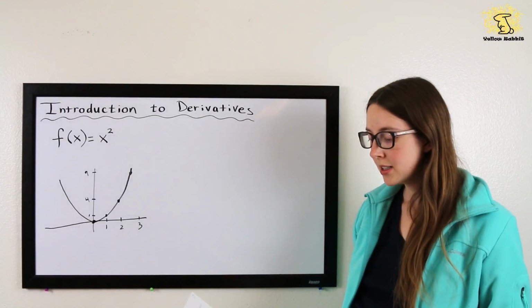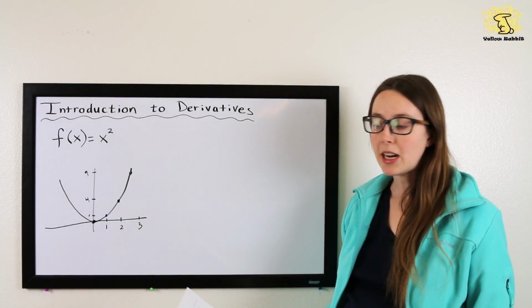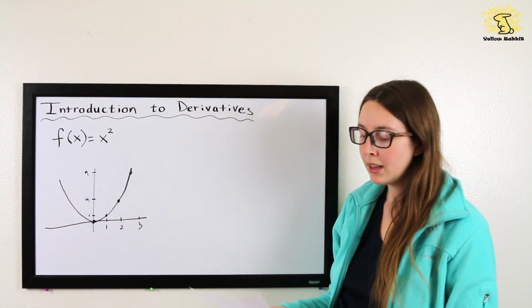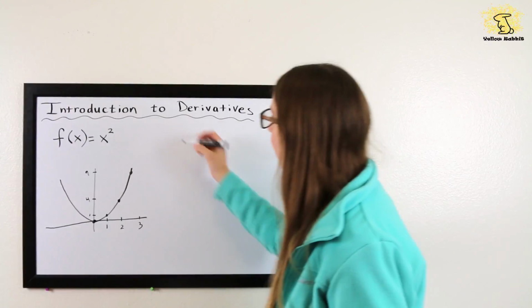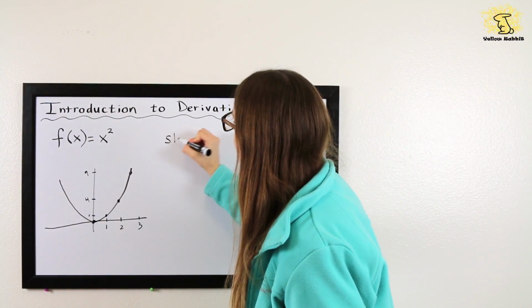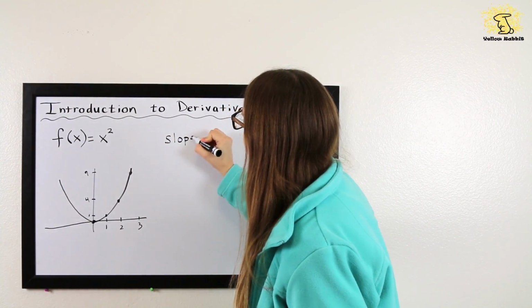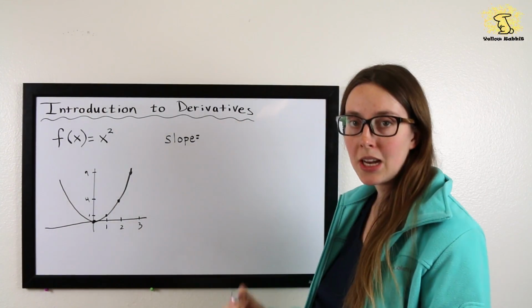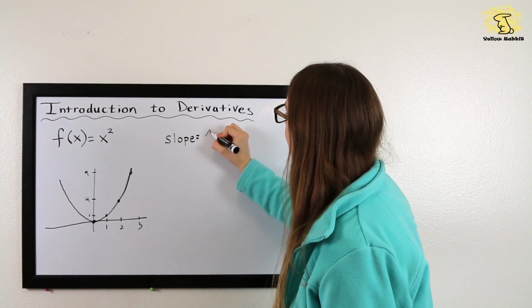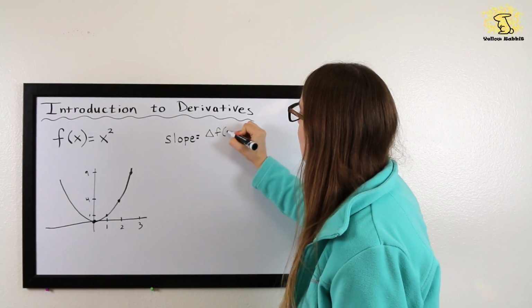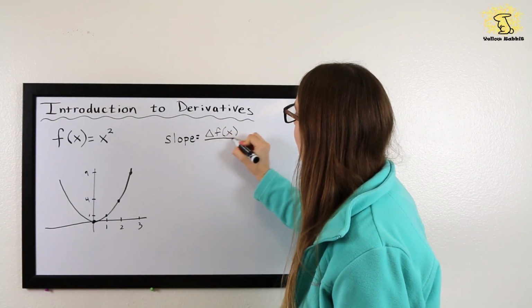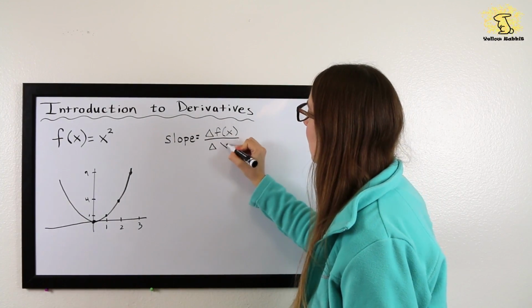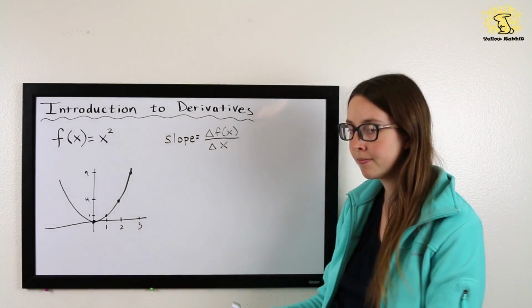Now we can approximate the slope, or the rate of change, between any points along this curve using a simple formula. Let me write it up here. So the slope between any 2 points is simply equal to the change in the output of the function. We can call this delta f of x, divided by the change in the value of x. We can call this delta x.